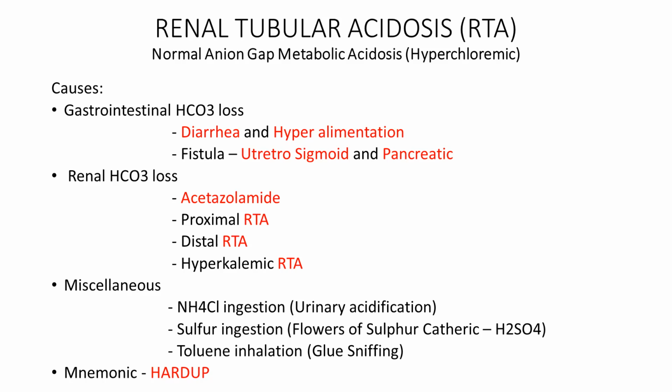The simple mnemonic to remember the normal anion gap metabolic acidosis is HARDUP. H stands for hyperalimentation, A stands for acetazolamide, R stands for renal tubular acidosis, D for diarrhea, U for ureterosigmoid fistula, and P for pancreatic fistula.